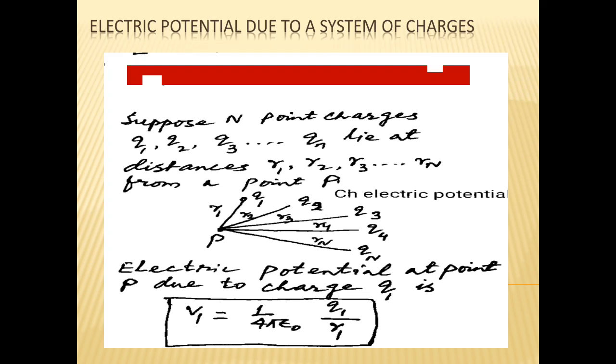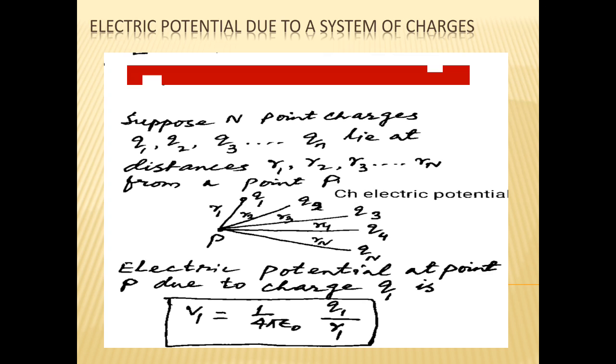In the next part of the chapter Electric Potential, that is Electric Potential Part 2, I am going to discuss the electric potential due to a system of charges. Let us suppose that n point charges q1, q2, q3, ... qn lie at distances r1, r2, r3, ... rn from a point P. So we have to find the total potential at point P due to all these charges.